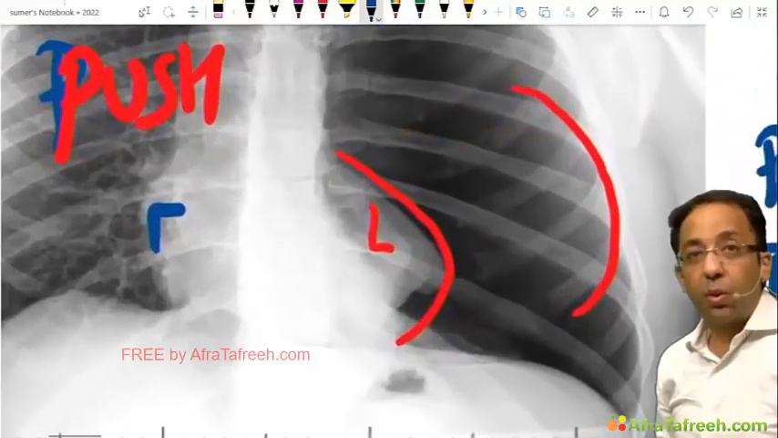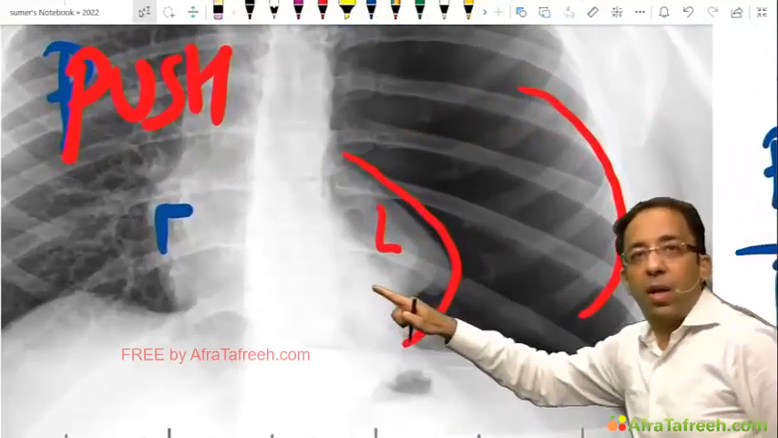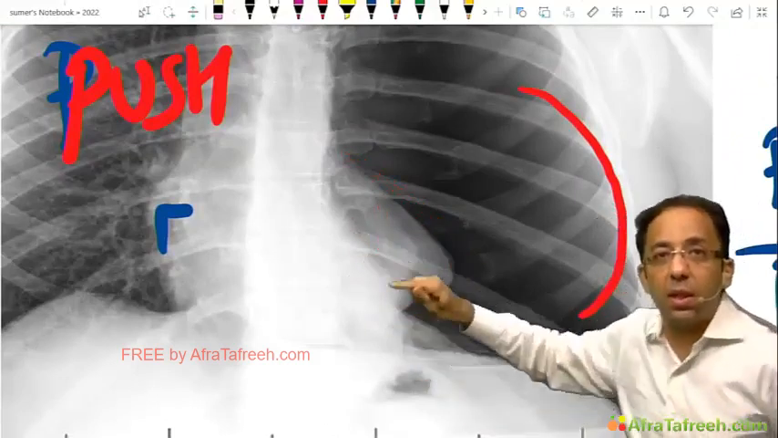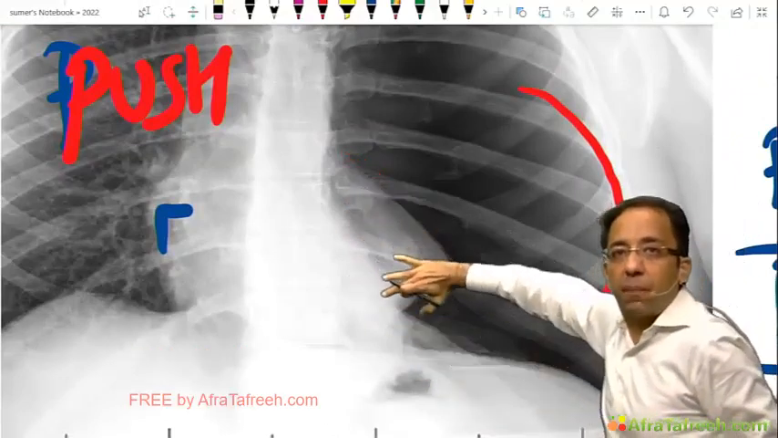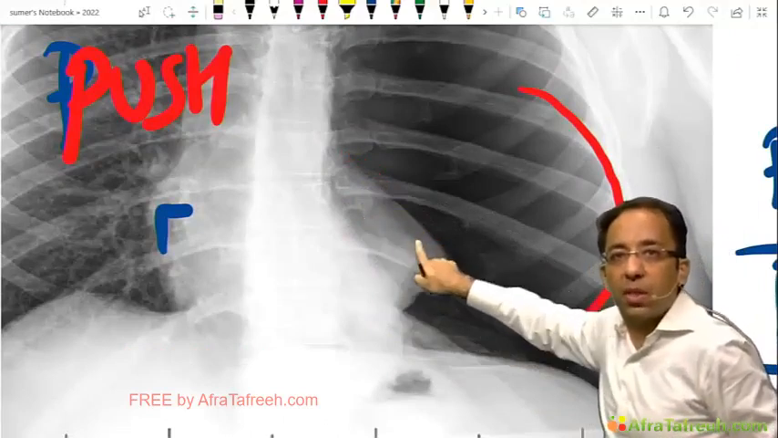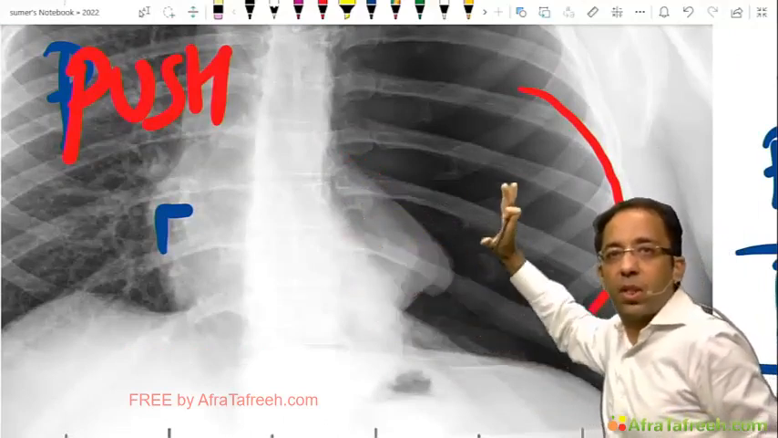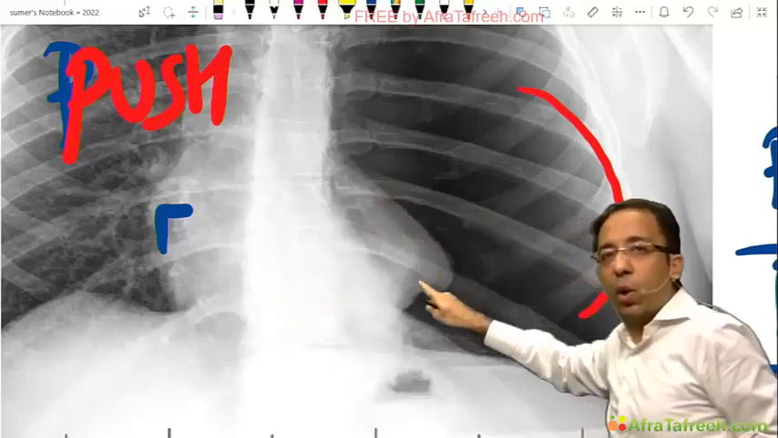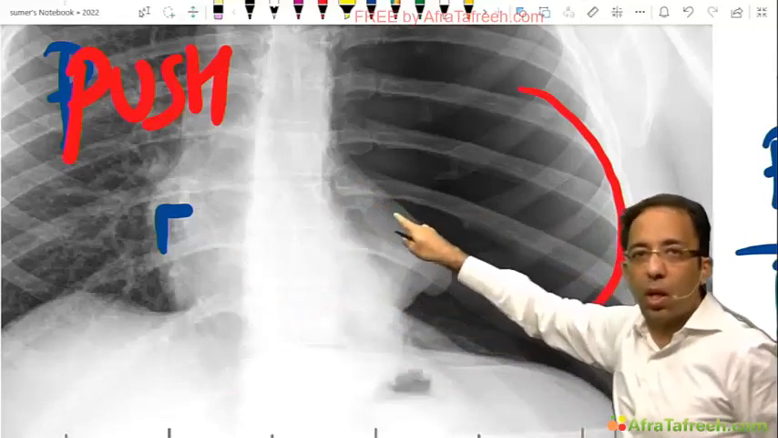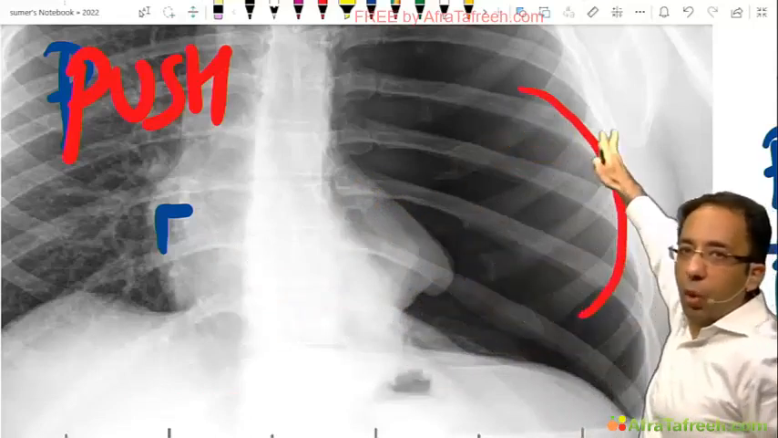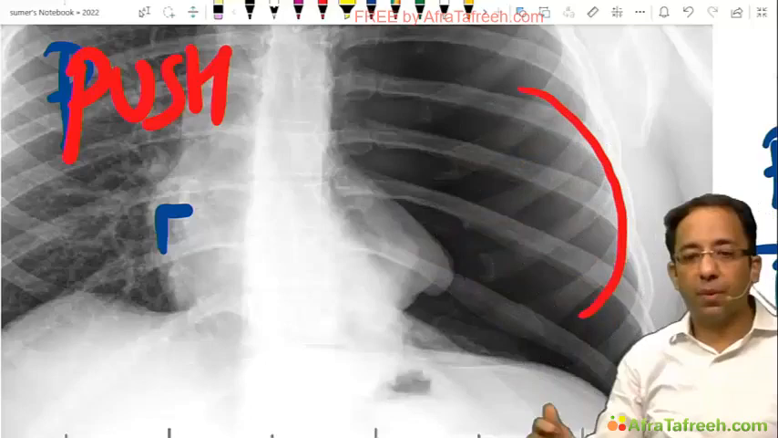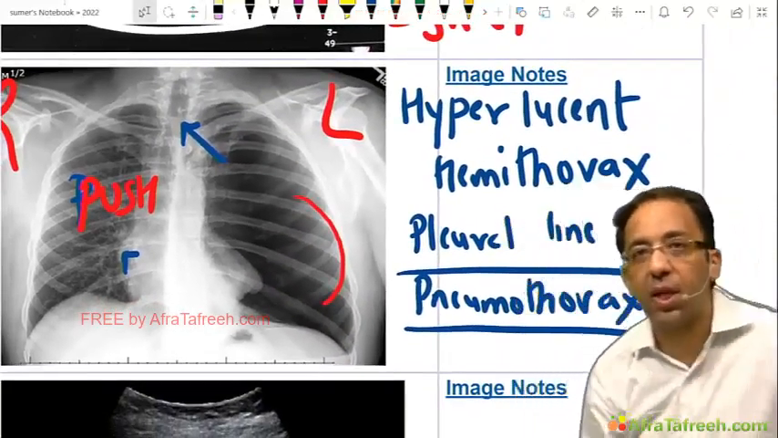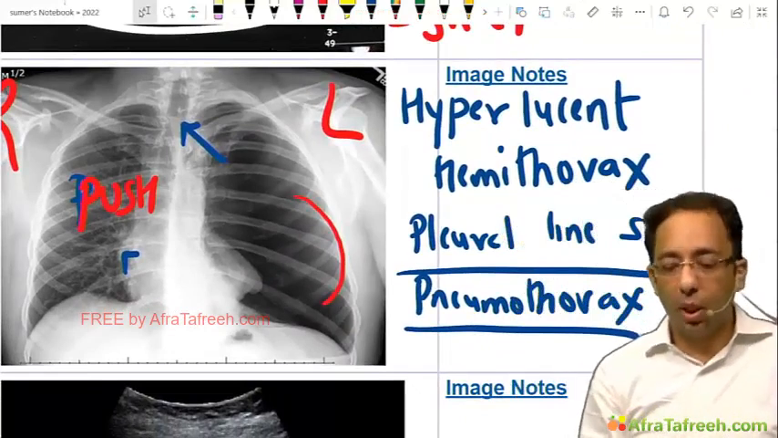Now somebody is saying, try to appreciate the heart here, this area which looks more white, look here a little, I am removing my markings. This is the collapsed lung. You can appreciate a border between this and the heart, and you can see the heart is actually pushed to the other side. It has a smooth outer border lined by the visceral pleura, which appears to follow the contour of the chest wall. This is called the pleural line sign, which is typical of pneumothorax.